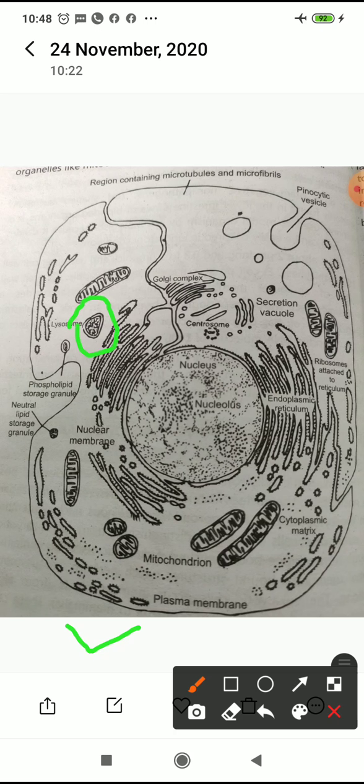These particles were round in shape, dense bodies, and de Duve named them lysosomes, where lyso means digestive and some means body. So these are actually digestive bodies, containing digestive enzymes capable of lysis or digestion.